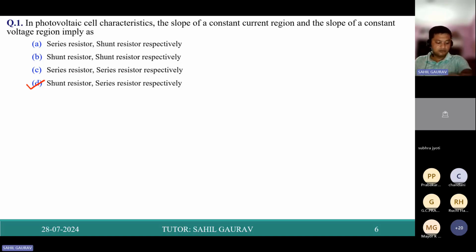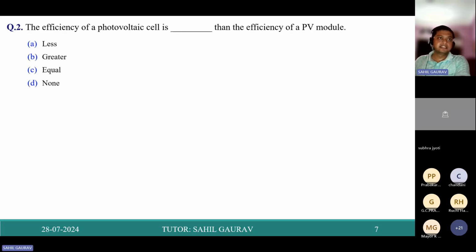I think there are 5 to 6 questions that are just oral type. We don't need to solve them, and after that we will solve some numerical type problems. So let us see the second problem: the efficiency of a photovoltaic cell is blank than the efficiency of a PV module.